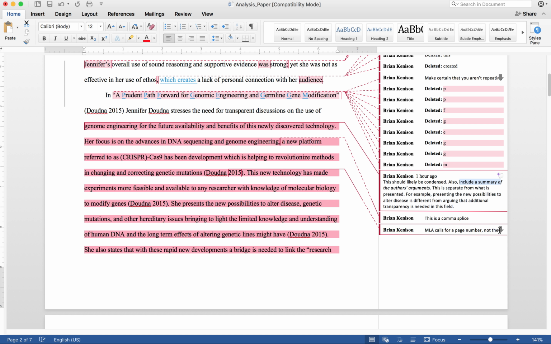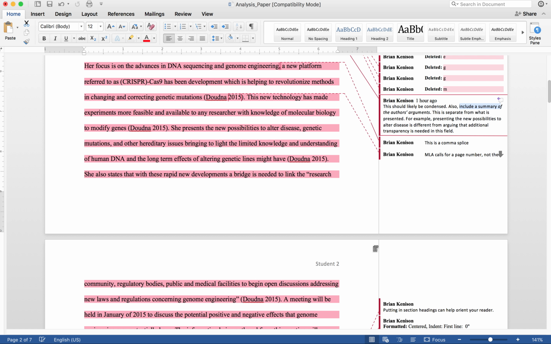For example, talking about how the authors present new possibilities about altering diseases is separate from the arguments they make that there needs to be more transparency in the field around that. And so the summary should summarize their arguments, not necessarily the evidence of the arguments or cool things about the technology, but the arguments that the authors are making. And so that's one thing you'll want to look for in your summary.